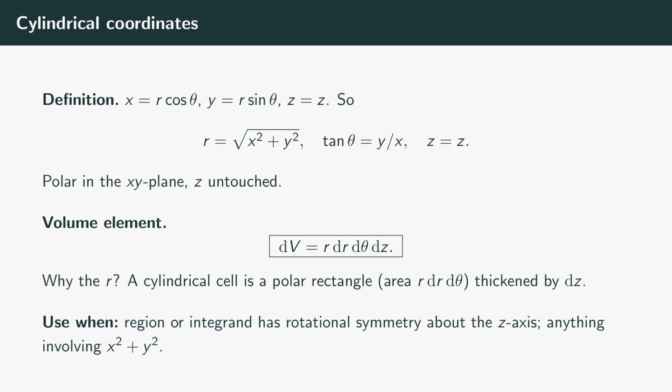The volume element: dV equals r dr d theta dz. Why? A small cylindrical cell, bounded by r and r plus dr, by theta and theta plus d theta, and by z and z plus dz, is a polar rectangle of area r dr d theta, the area element we derived last episode, lifted into a slab of thickness dz. Volume equals base area times thickness, hence the formula. When to use it? Anytime the solid or the integrand has rotational symmetry about the z-axis: solids of revolution, cylinders, cones, paraboloids, anything with x squared plus y squared in it.